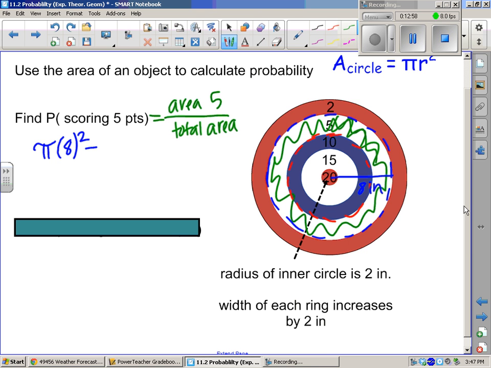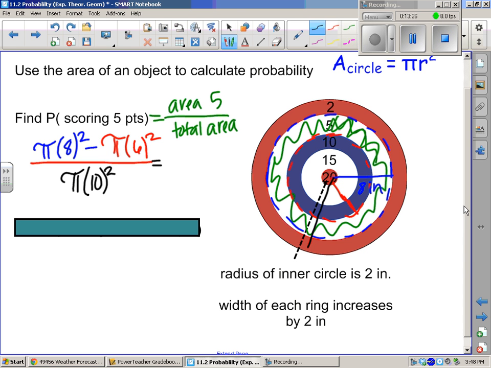Then we want to remove the inner circle, which was red. So here's 2 inches, 4 inches, 6 inches. So pi times 6 squared. What goes on the bottom? Well, the total area would be all the way out to the edge. So 2, 4, 6, 8, 10. I think I picked everything to be 100 today so that I didn't have to divide.